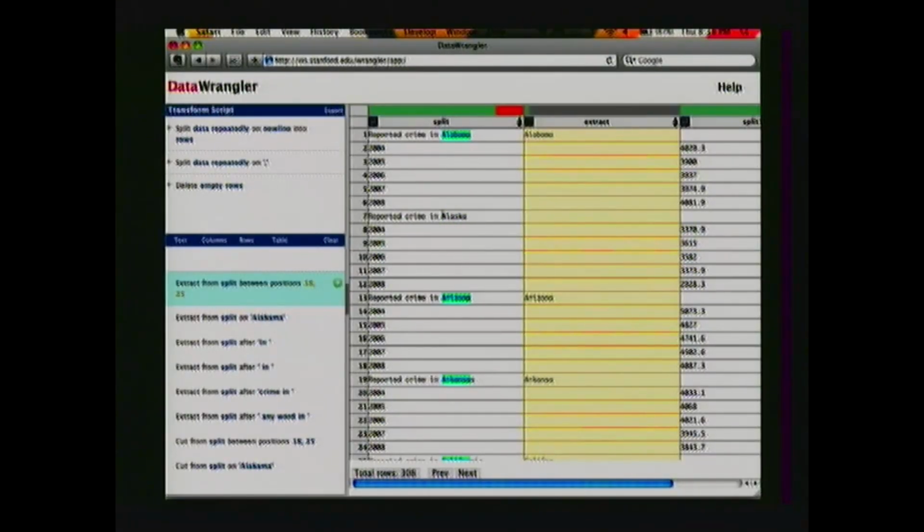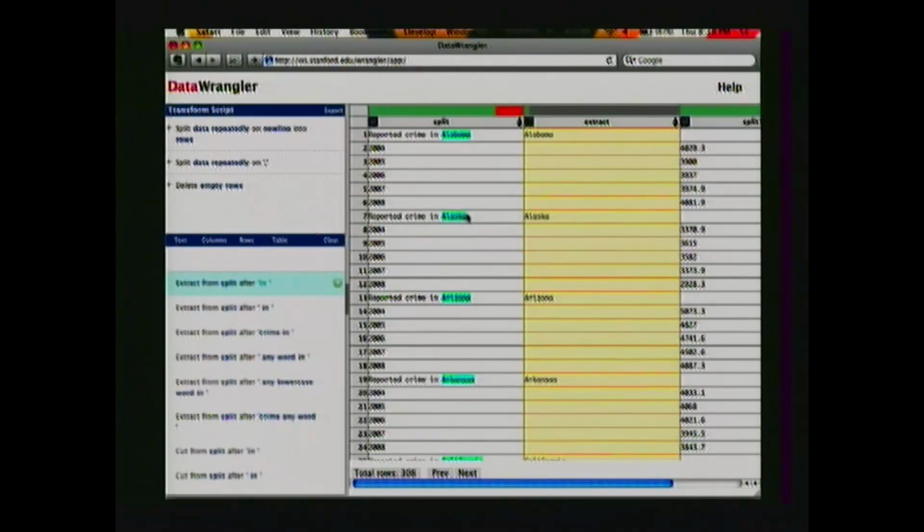So what we do instead is just provide more examples. This is like a classic example of programming by demonstration. In this case, by providing another example, it's able to infer a different extraction pattern. In this case, remove the text that comes after the string in space. And I can see visually here that this is what I want, so I hit OK.